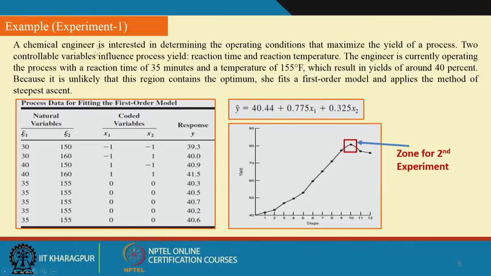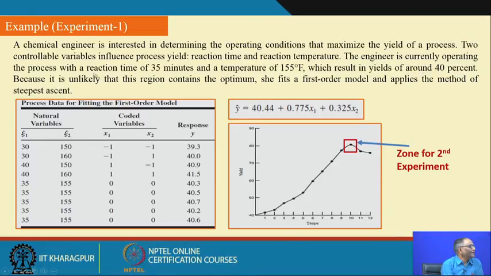So, let me repeat, a chemical engineer is interested in determining the operating condition that maximizes the yield of a process. Two controllable variables influence process yield: reaction time and reaction temperature, the natural variables. The engineer is currently operating the process at a reaction time of 35 minutes and a temperature of 155 degrees Fahrenheit, which results in yields of around 40%.